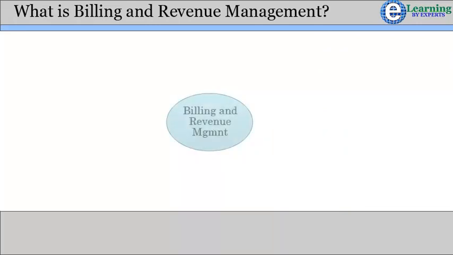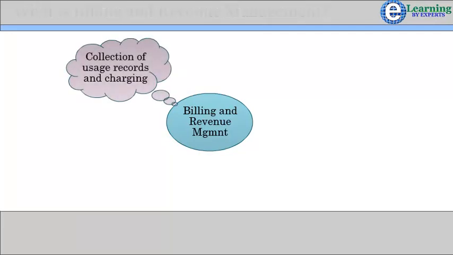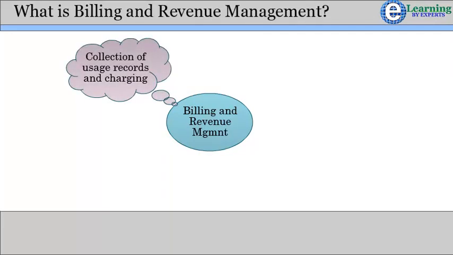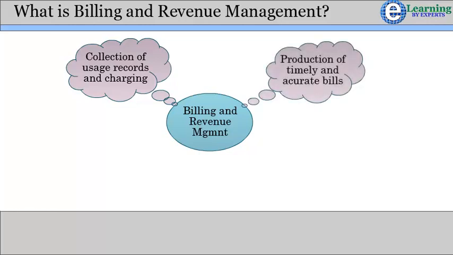Billing and revenue management is a vertical end-to-end process grouping responsible for the collection of appropriate usage records, determining charging and billing information. It is also responsible for production of timely and accurate bills, for providing pre-bill use information and billing to customers, for processing their payments, and performing payment collections.